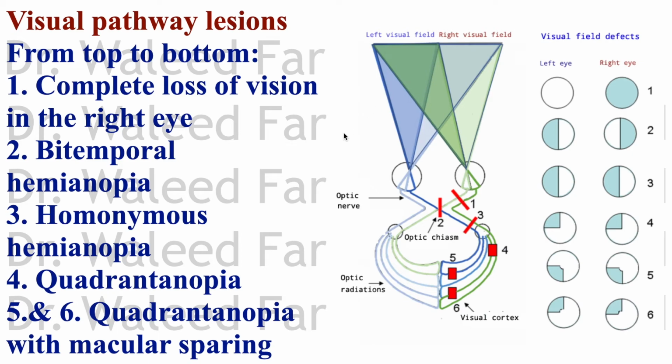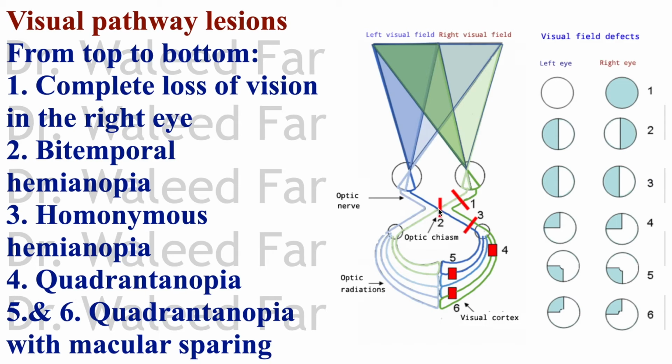Some lesions in the visual pathway, see these lesions. This is the optic nerve, optic chiasma, optic tract, optic radiation. This is the inferior bundle and this is the superior bundle. In lesion number 1, where there is complete division of the optic nerve, as you can see, the right eye here is completely blind and the left eye is healthy.